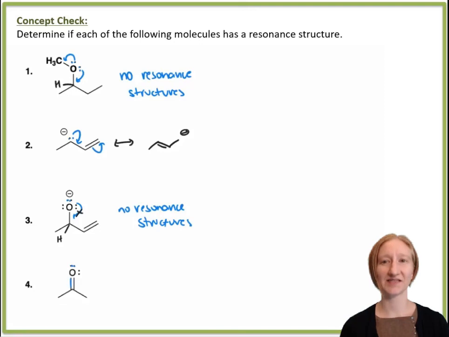In the last case, I have an electronegative atom next to a pi bond. So I can move electrons from the pi bond to the electronegative atom. And this creates a valid resonance structure, but it's not a great resonance structure, as we'll see in the next video.